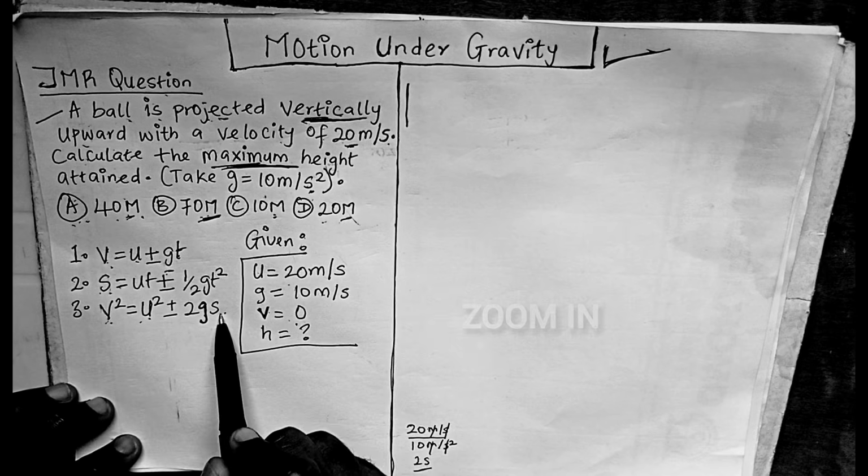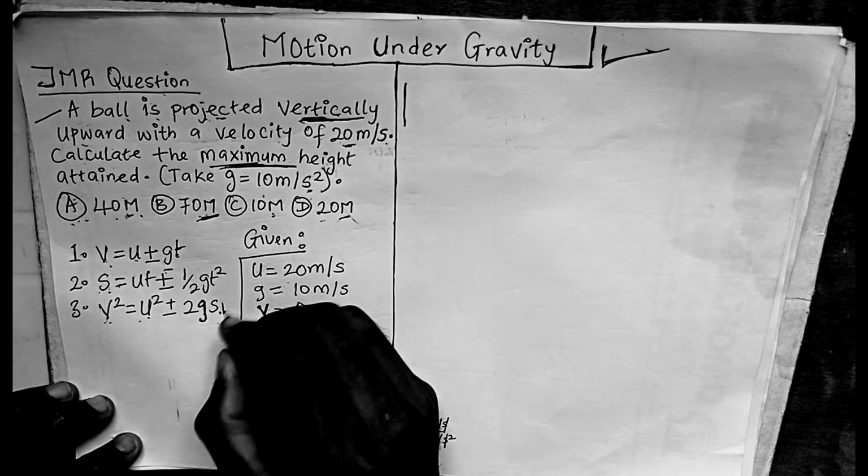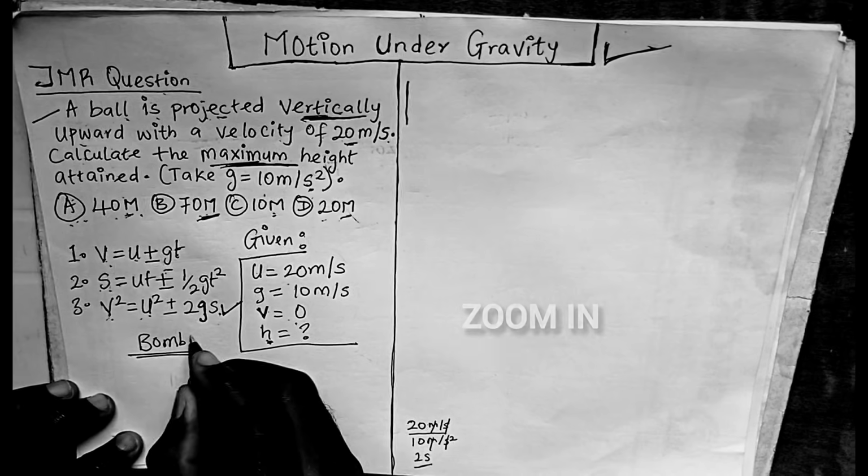Do we have distance here? No, distance is what we are looking for. That is this height. All right. So we are going to use this. This is a perfect match. So what do we do? Let's bomb it. All right.